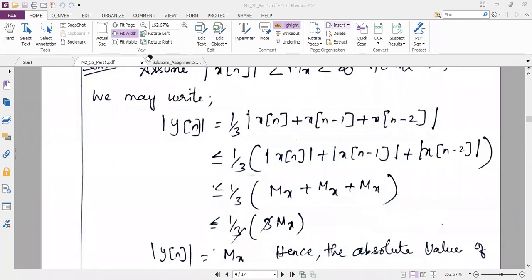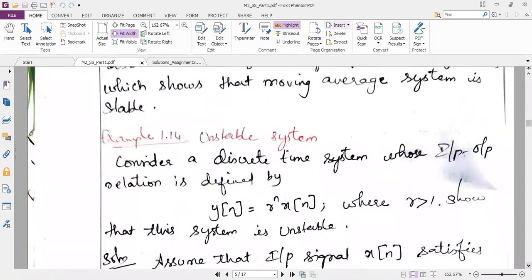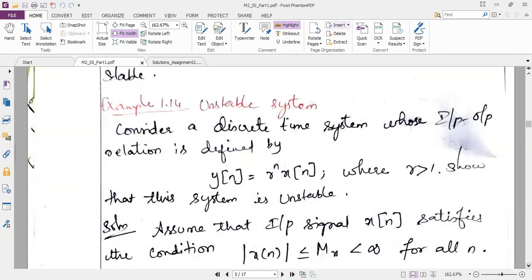Now I will show you the next problem. After I forward you the notes, you can copy the solution. Seeing the question itself, I want you to tell me whether it is stable or unstable. Unstable, very good, because y of n is equal to r power n times x of n. So if my x of n is 1, because of this r power n, my output will be multiplied huge times. So it will not be bounded, so it is unstable.